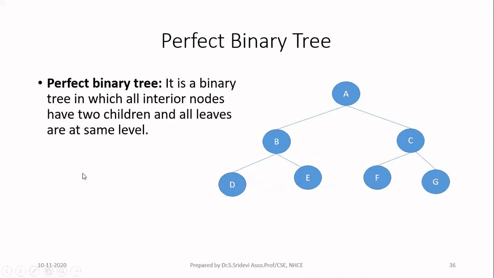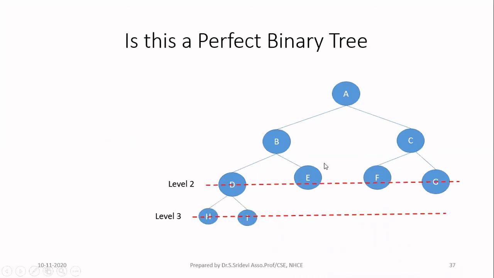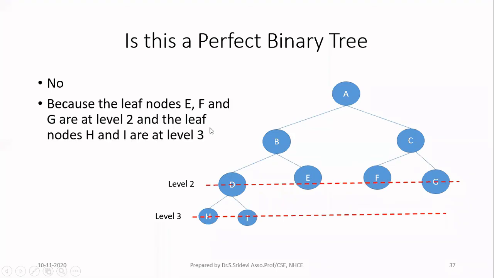The second property here is all the leaves are at the same level. So if you see here the leaf nodes E, F, G, then H and I, they are the leaf nodes. But if you consider E, F and G, they are at level 2, whereas H and I are at level 3. They are not at the same level. So we will say that this is not a perfect binary tree. So the answer is no, because 3 nodes are at level 2 and 2 nodes are at level 3. So they are not at the same level. So it is not a perfect binary tree.